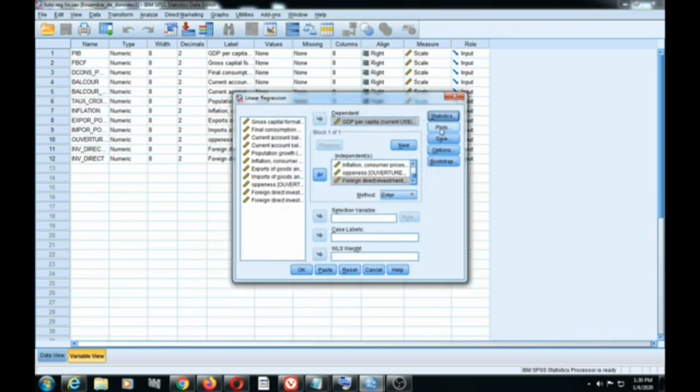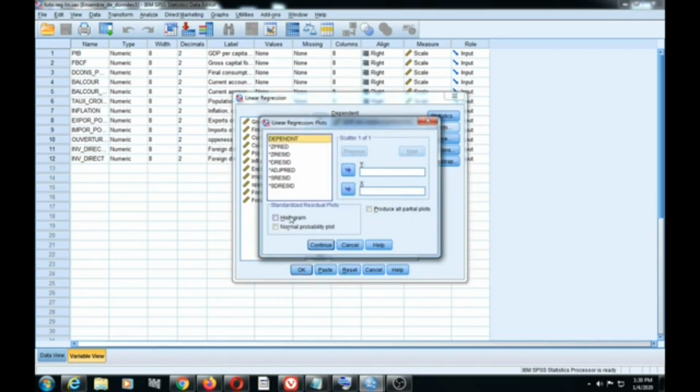Then we choose what we are going to plot. You can choose to have a standardized residual plot, histogram, and the normal probability plot, P-P plot, which will help us see whether or not our residuals are normally distributed. Normal distribution is one of the hypotheses behind linear regression. So in linear regression, residuals should be normally distributed. We can also plot a scatter of the Z residual. So we can select the plot of the residual on the X and Y axes.